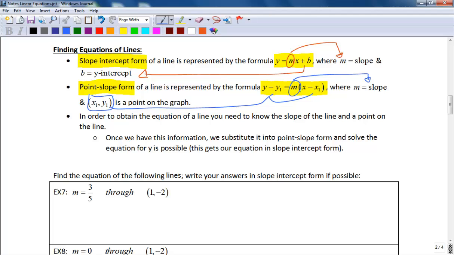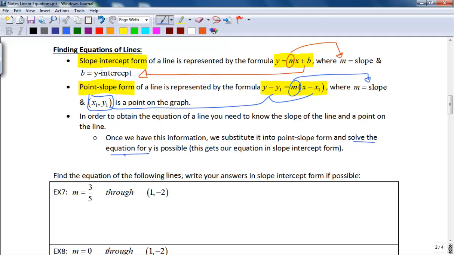So we have to look at the given information and we have to plug it into one of these formulas to find the equation of the line. So let's take a look at example 7. It says to find the equation of the line and write our answers in slope-intercept form when possible. That is solving the equation for y.